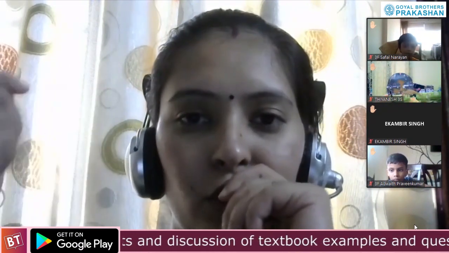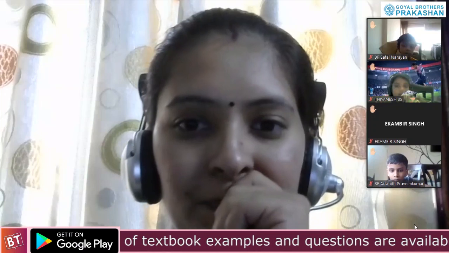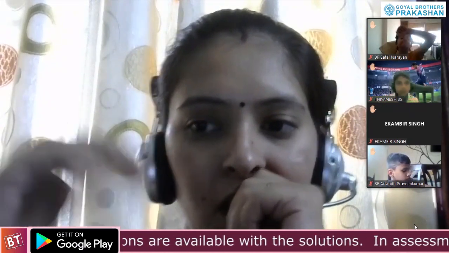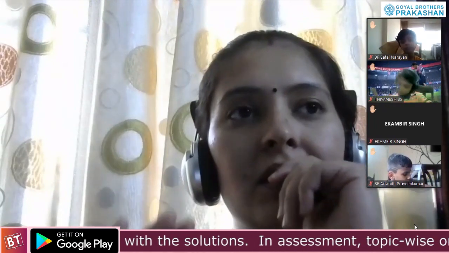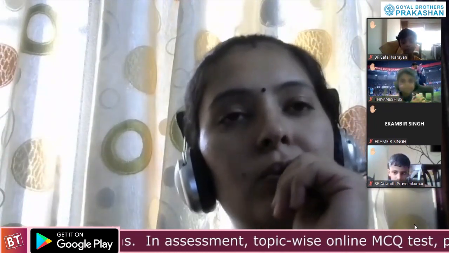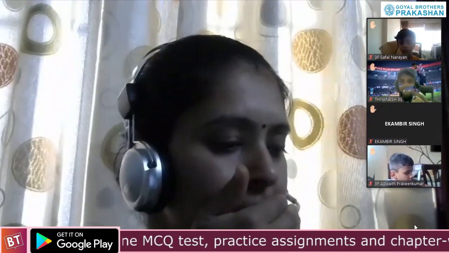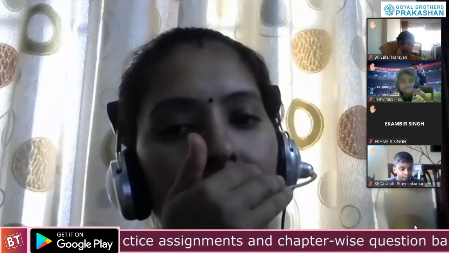Just wait for the Maggie to be cooked. Then turn off the gas, serve, and then eat. Correct. So these are the specific instructions that you need to give to a robot if you want to make a Maggie. What is this? This is actually an algorithm.